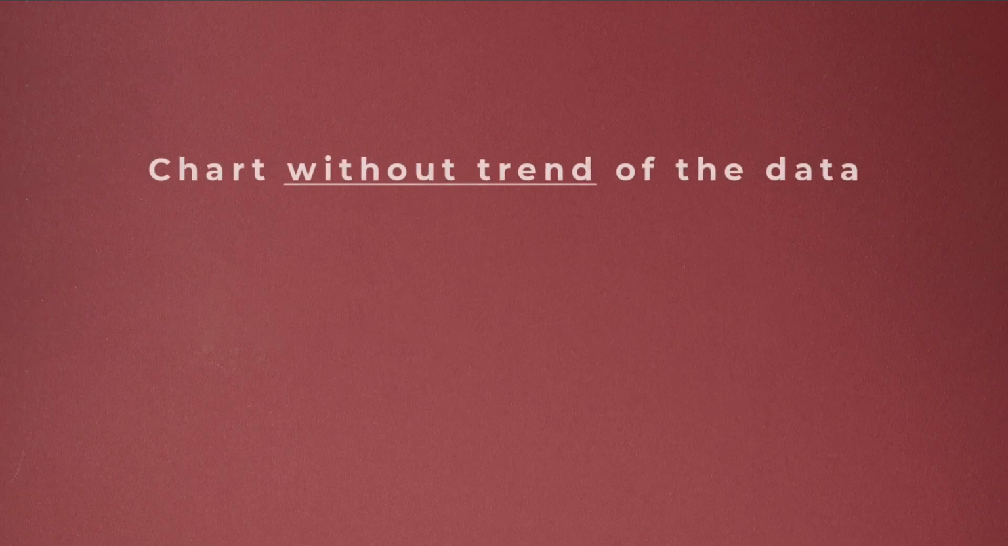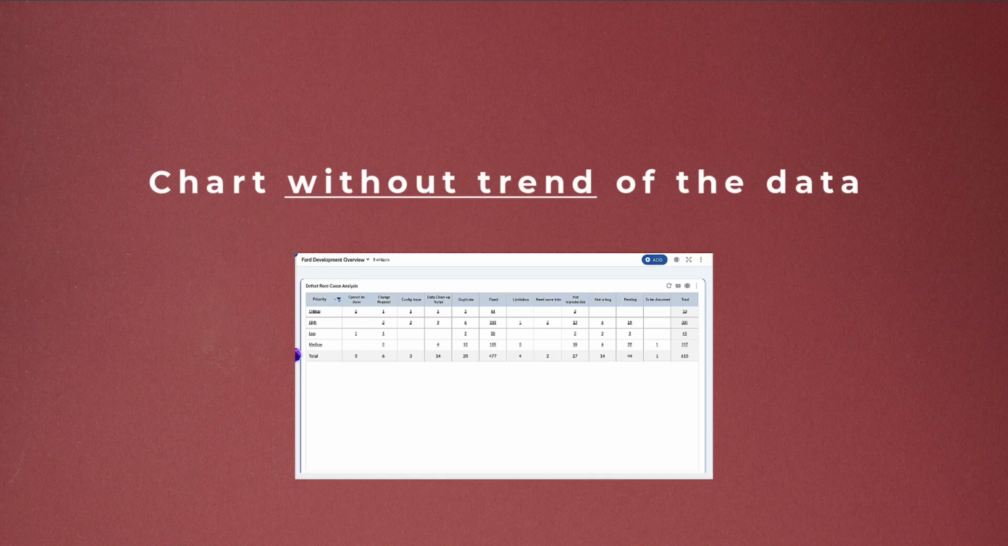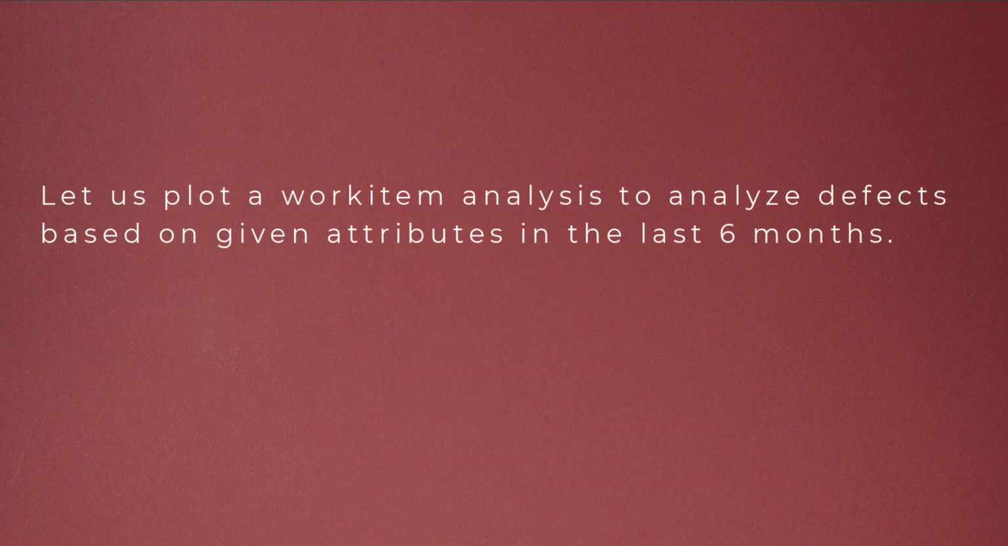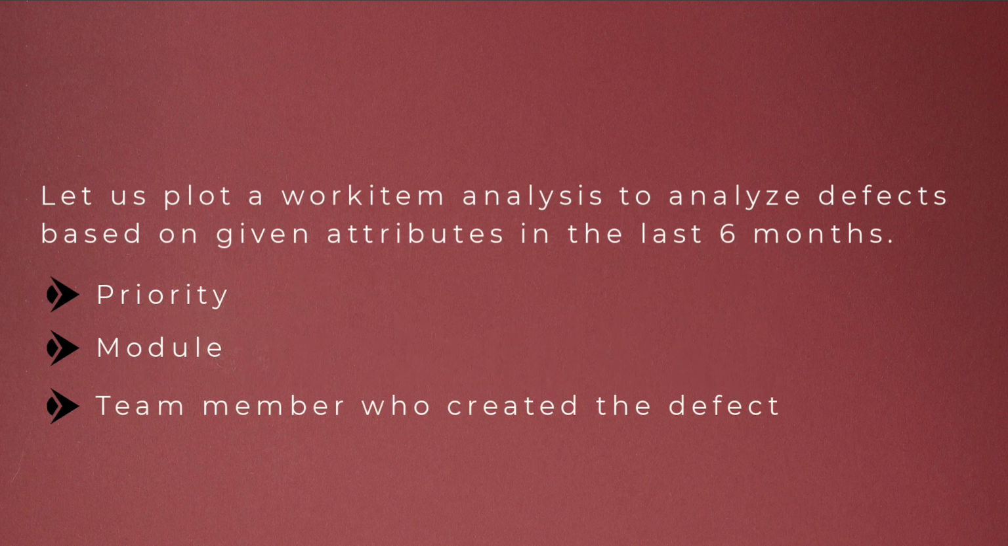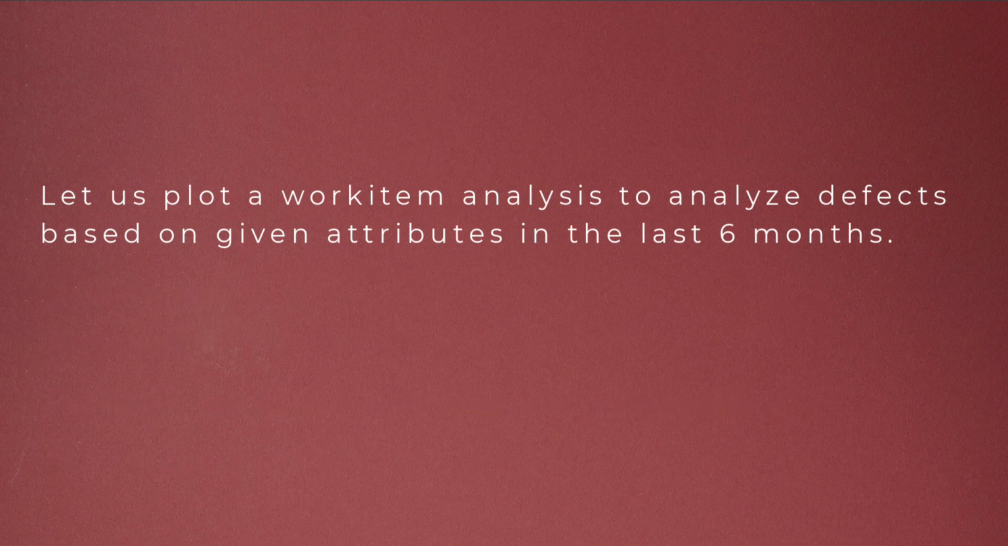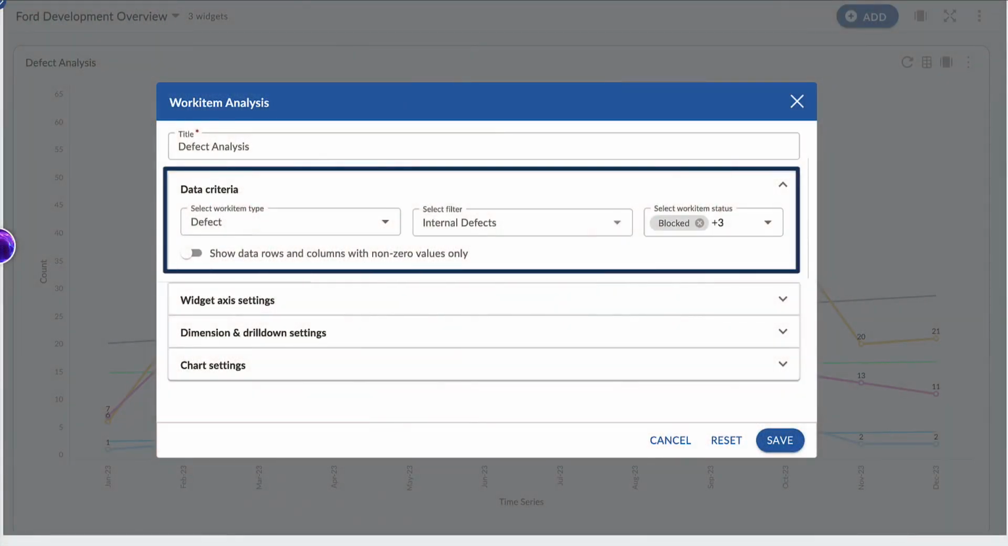Now let us plot a chart without trend data where we want to analyze defects on the basis of the given attributes. First, the priority of the defects, then the module of defects for each priority type, then the names of the employees who created the defects for each module, and finally the count of the defects created by each person. To plot such a chart, specify the options under the Data Criteria section.